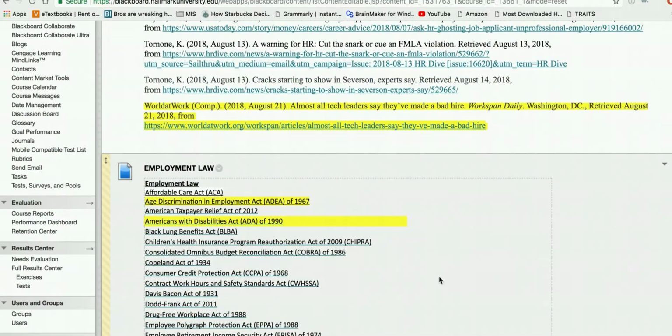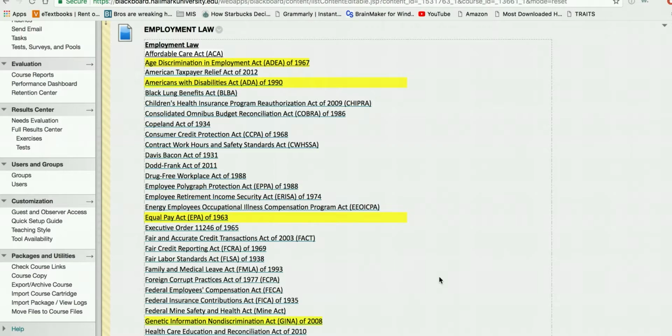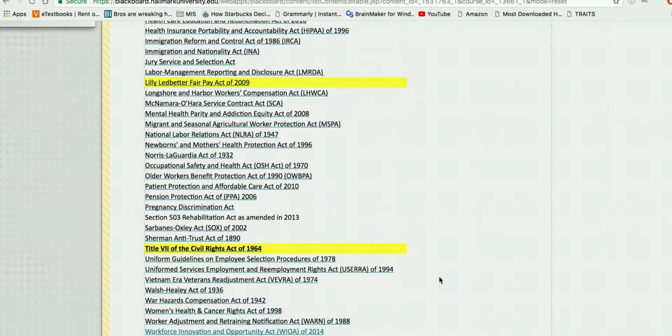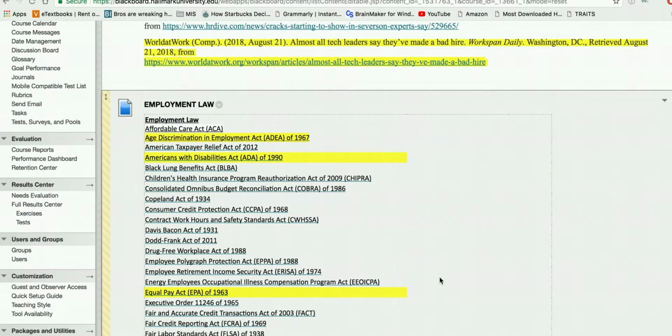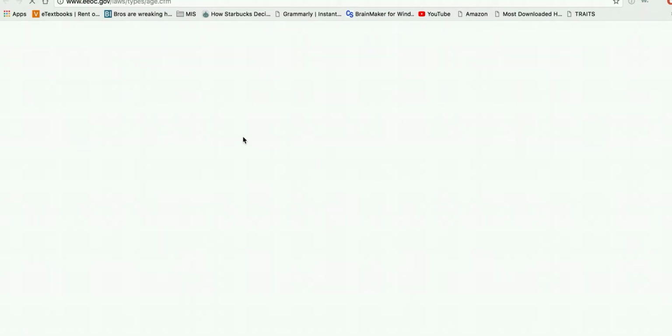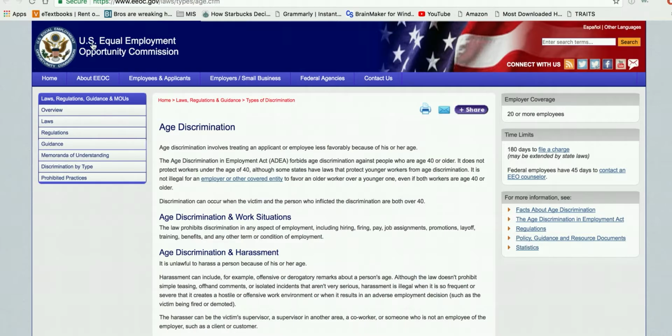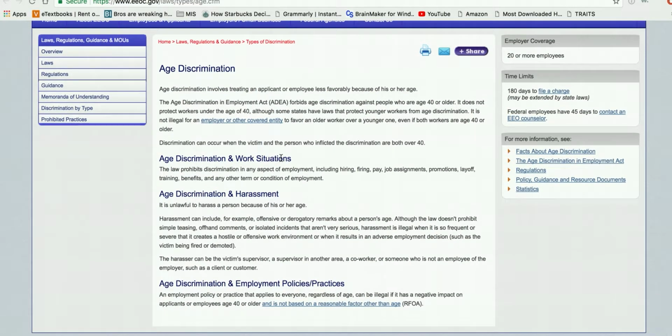listed in one list. The ones highlighted in yellow are ones that fall under what we call equal opportunity laws, they have the agency that covers equal opportunities, the Equal Opportunity Commission. Like, for instance, if you were to look at the Age Discrimination Employment Act, each one of these laws has a link. So if you click onto that, it takes you to the U.S. Equal Opportunity Commission, and it will tell you about the age discrimination law.